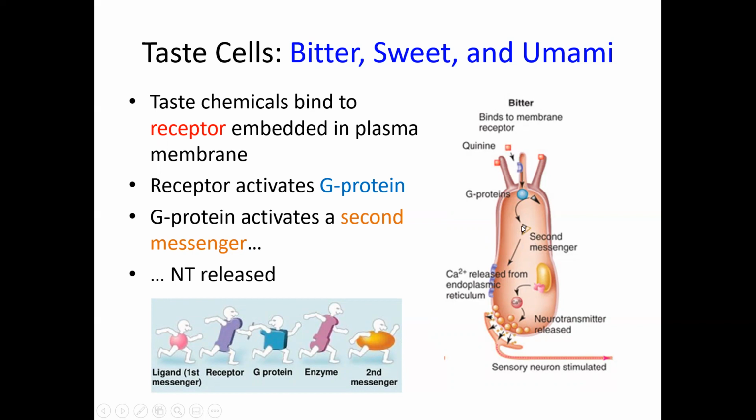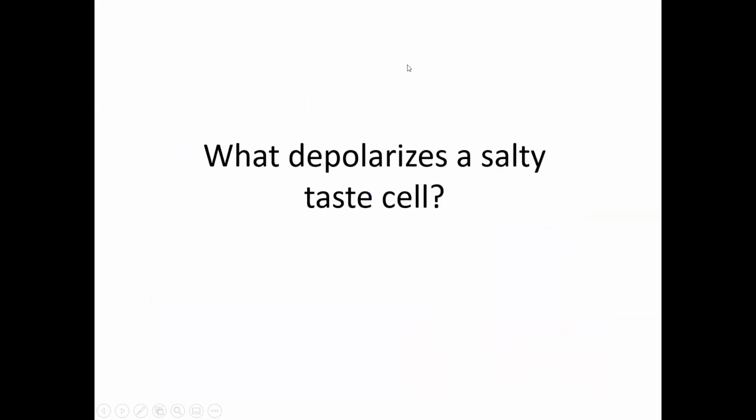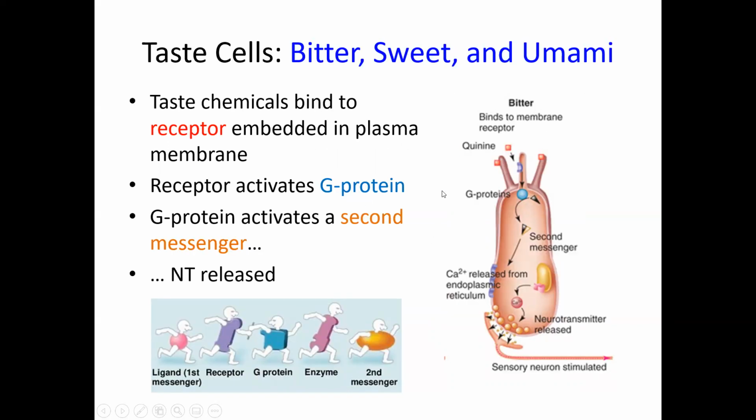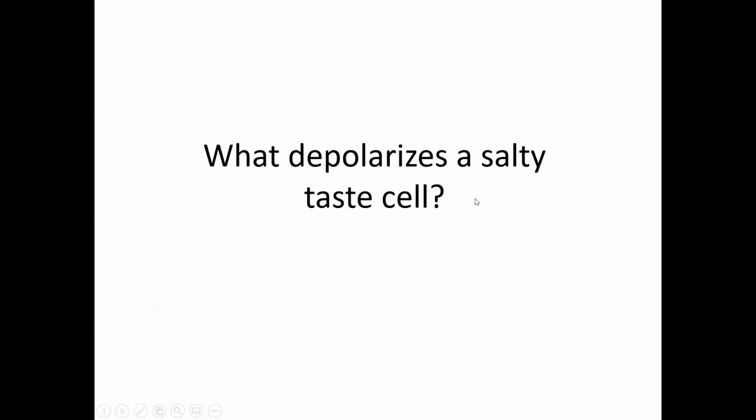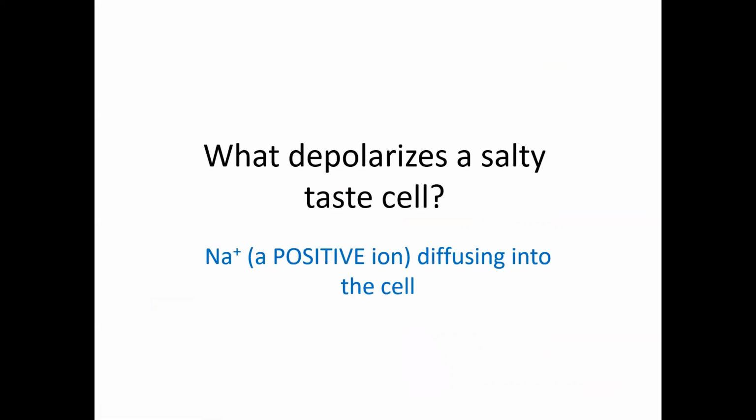Now for this particular one, I'm not going to ask you specifically what that second messenger is, because I want to focus on cAMP, cyclic AMP. We'll talk about that later. This is a different second messenger, so I will not ask you to specify what the second messenger is. I just need you to know that bitter, sweet, and umami are going to be activated using G protein coupled receptors. Notice that second messenger then opens the voltage-gated calcium channels, and again we have that release of the neurotransmitter. Okay, so what depolarizes the salty taste cells? Salt is sodium chloride. The sodium diffuses into the cell, and that's how we depolarize it.